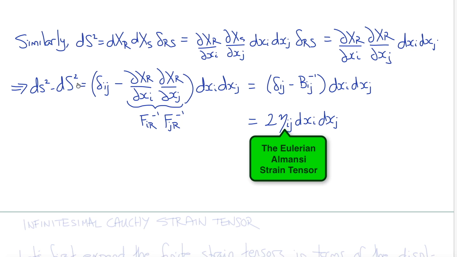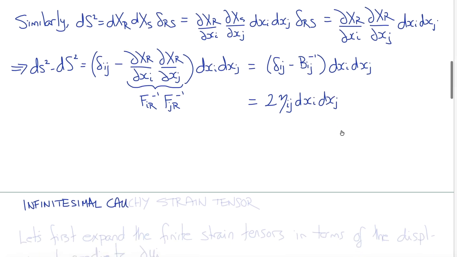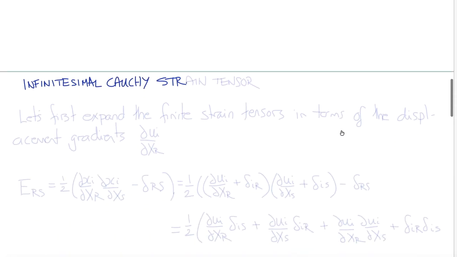So we can see that the finite strain tensors relate squared length change to either the current deformed coordinates or the original undeformed coordinates.